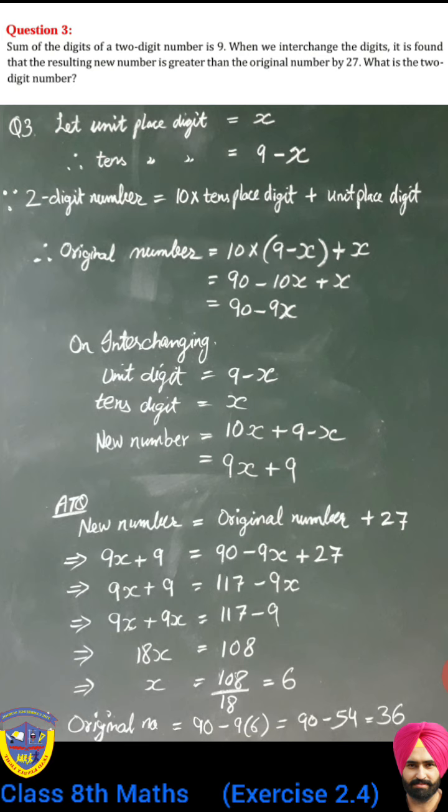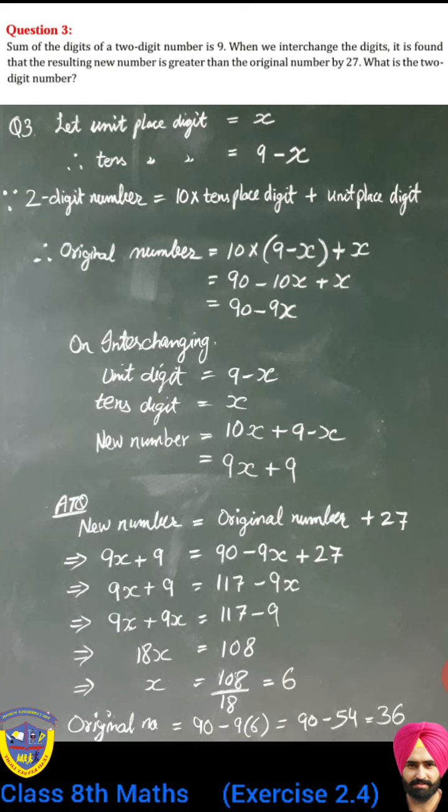And we know that the expanded form of a two-digit number is equal to 10 times the tens place digit plus the unit place digit. So from here our original number becomes 10 times the tens place digit plus the unit place digit. Solving this, you will get 10 into 9 minus x, you will get 90 minus 10x. Next, plus x, you will get 90 minus 9x.